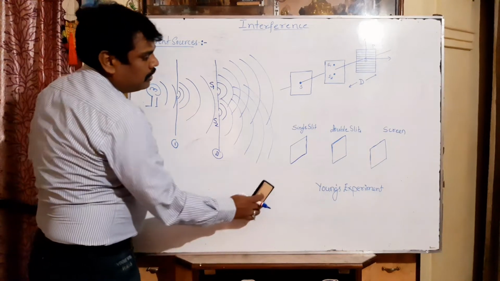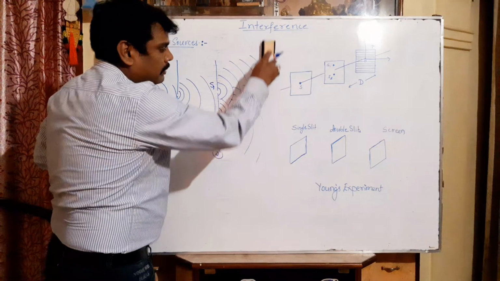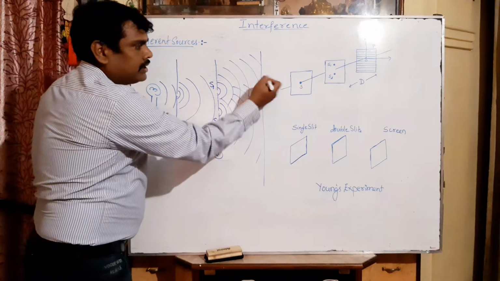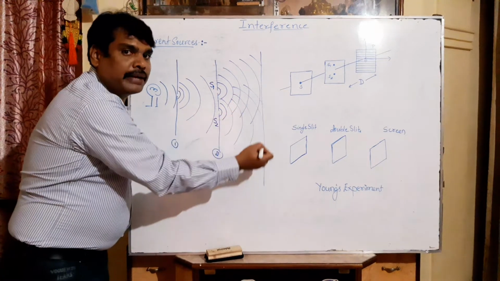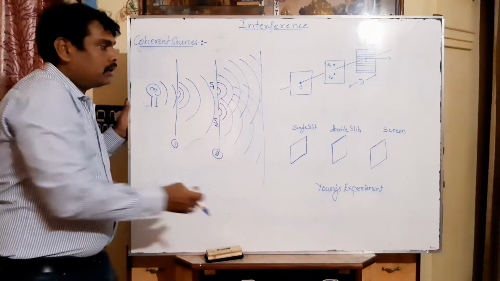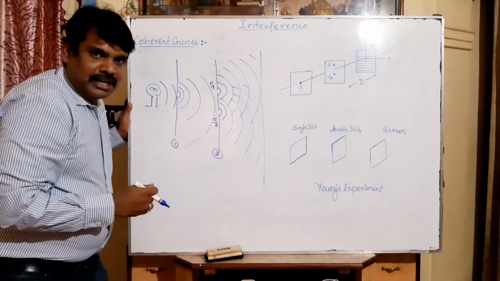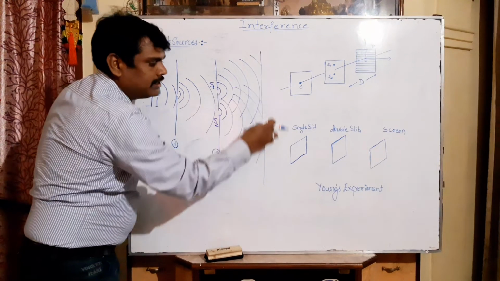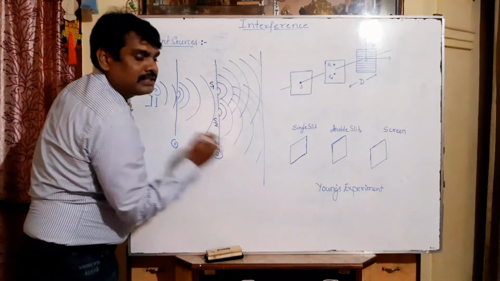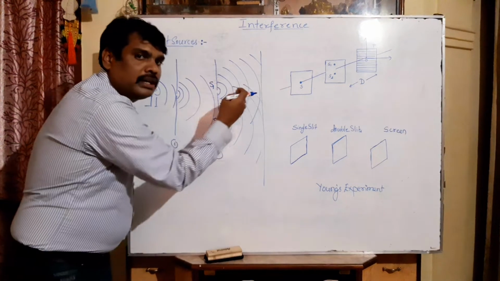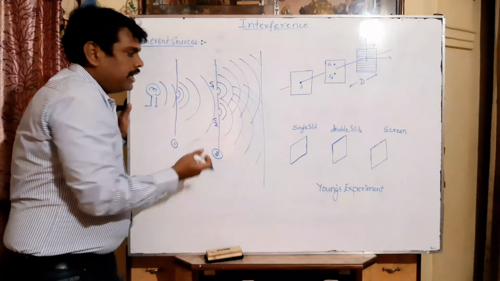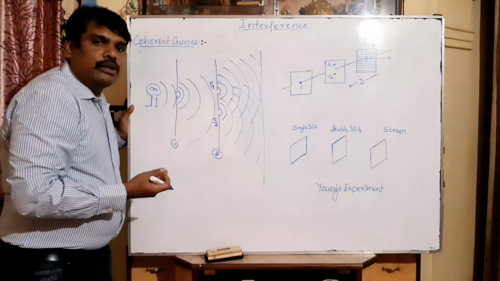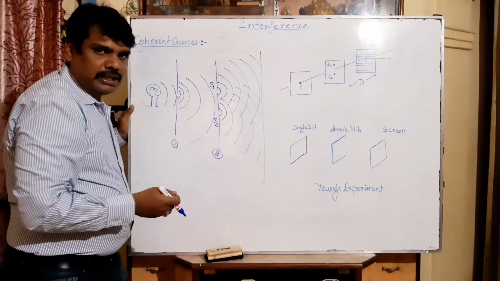Okay. Now, whatever pattern we are getting, we can observe on the screen. On the screen, we will get alternate dark and bright regions, or unequal intensities. Here the intensity is uniform, here also it is uniform, but on this screen, somewhere we get bright and somewhere we get dark. So especially we are getting alternate dark and bright regions. I will tell why we get alternate dark and bright regions while explaining the experiment.